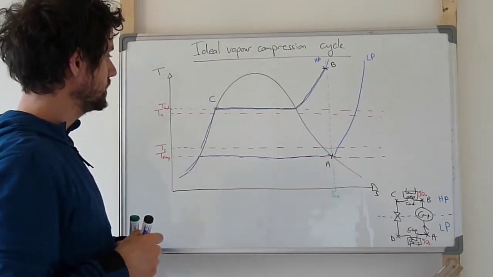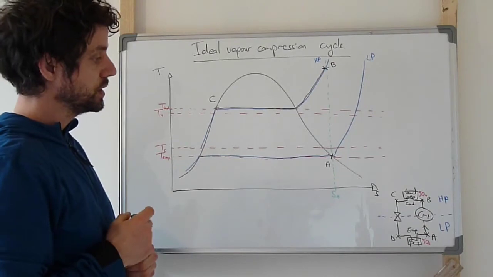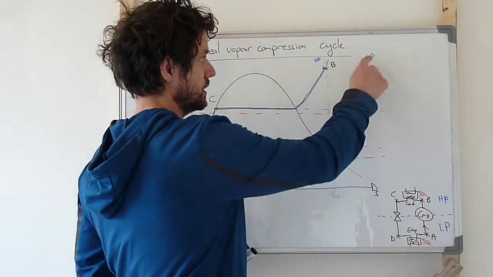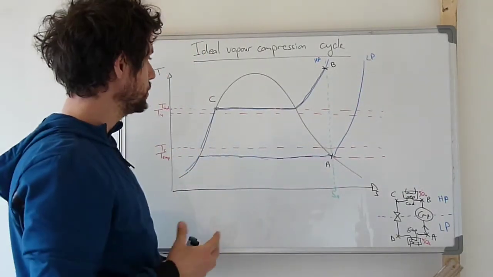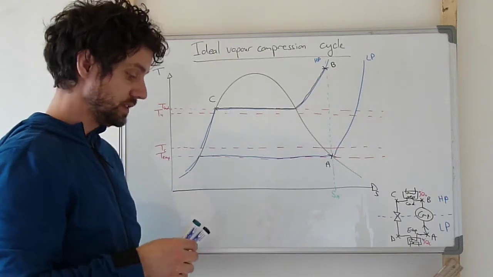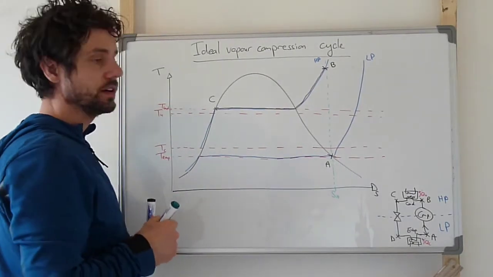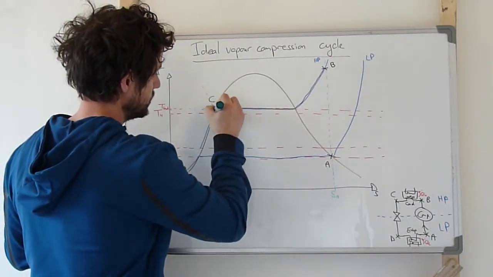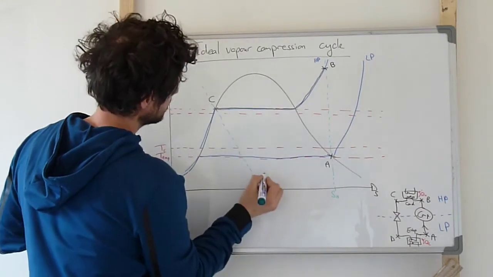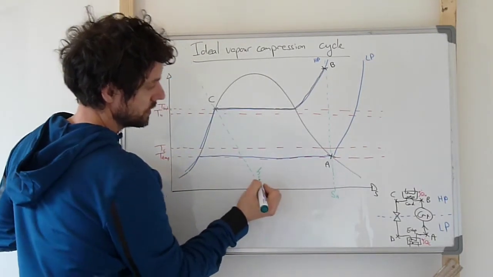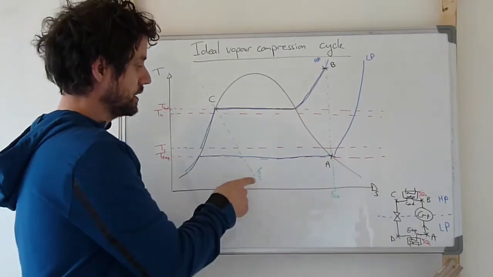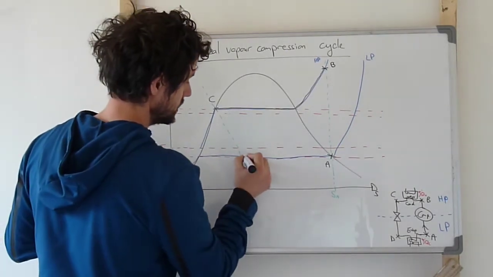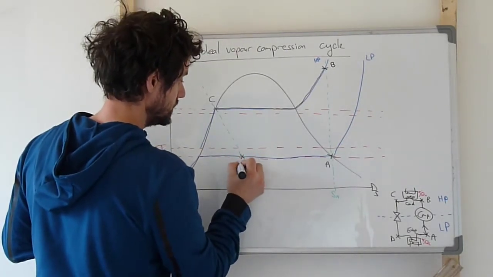Then from C to D, we know that D will be at the low pressure, so on this isobaric line, and it will be at the same specific enthalpy as point C. So then we can look for the isenthalpic line that is crossing point C, and it will have a shape like this. So that's the specific enthalpy of point C, and at the crossing with the low pressure, that's the point D.